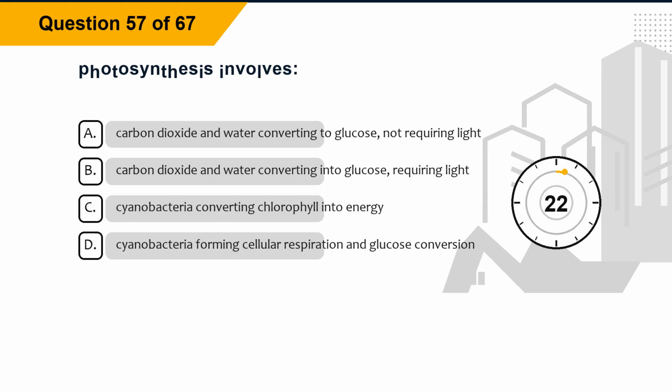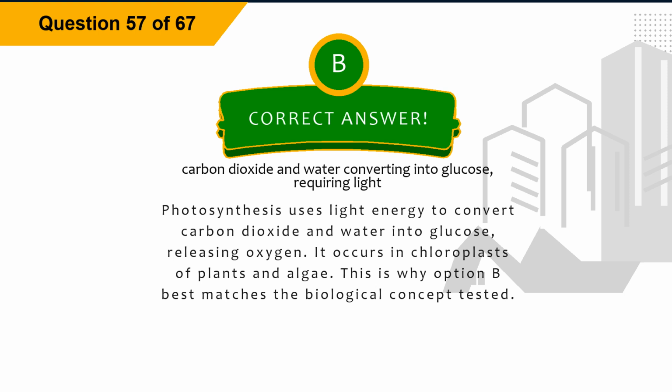Question 57. Photosynthesis involves: Option A, carbon dioxide and water converting to glucose, not requiring light. Option B, carbon dioxide and water converting into glucose, requiring light. Option C, cyanobacteria converting chlorophyll into energy. Option D, cyanobacteria forming cellular respiration and glucose conversion. The correct answer is option B, carbon dioxide and water converting into glucose, requiring light. Explanation: photosynthesis uses light energy to convert carbon dioxide and water into glucose, releasing oxygen. It occurs in chloroplasts of plants and algae. This is why option B best matches the biological concept tested.